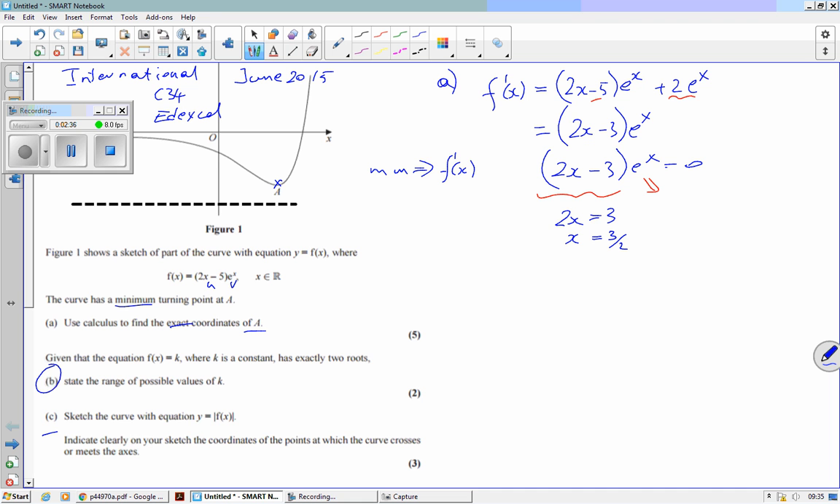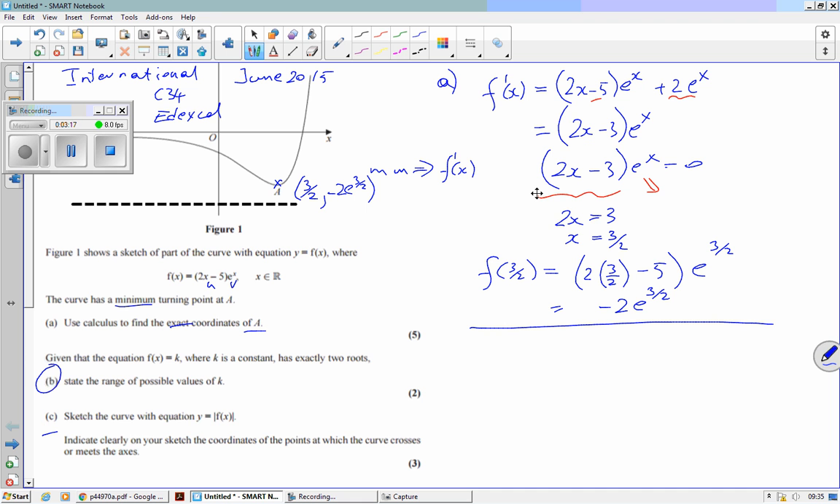Now it wants exact, so we'll give exact. We work out f(3/2), which is 2 times 3 over 2, minus 5, times e to the 3 over 2. 2 times 3 over 2 is equal to 3. It's minus 5, so that's minus 2e^(3/2). So let's write that coordinate. That's (3/2, −2e^(3/2)).